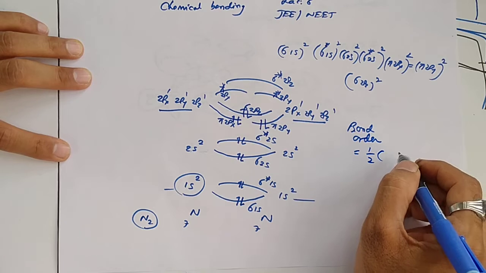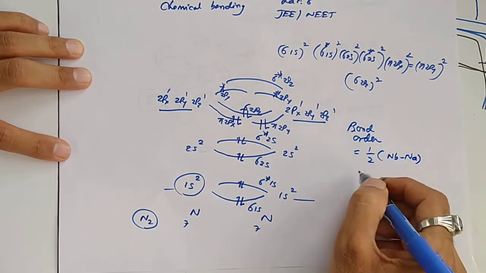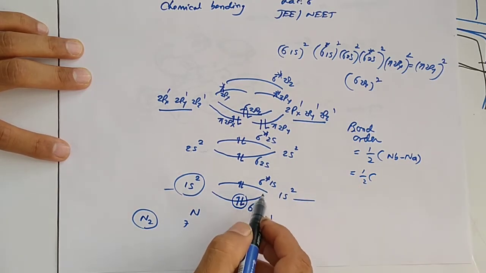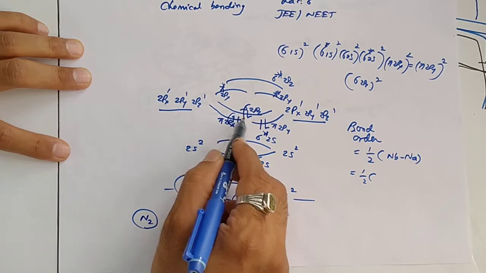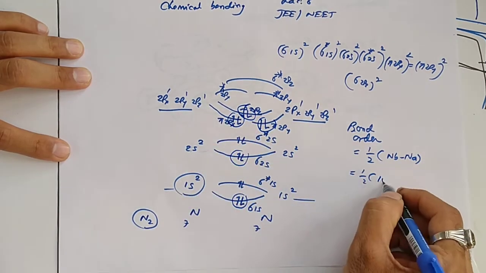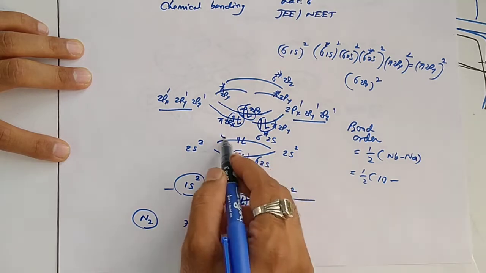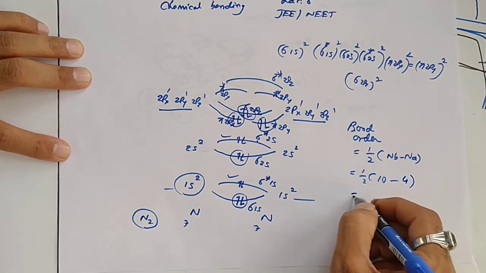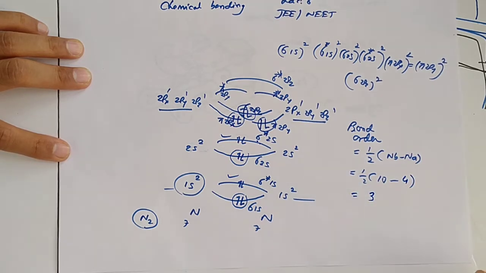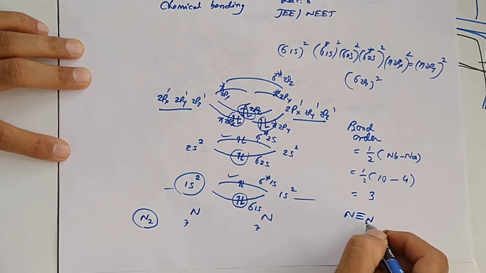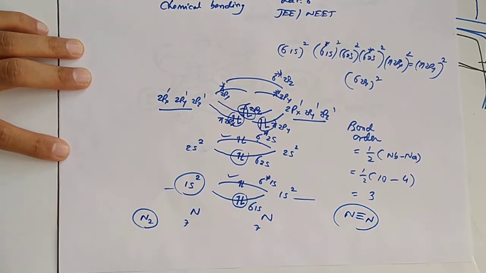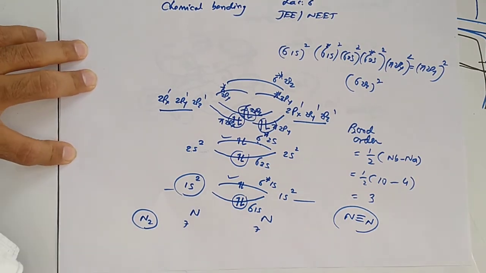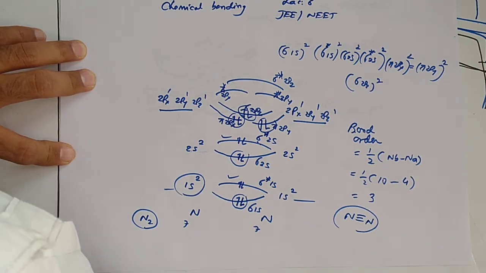Now bond order. The formula for bond order is 1 half (Nb minus Na). Number of bonding electrons, without star: 2, 4, 6, 8 and 10. Number of antibonding, having star, are 2 and 2, 4. 10 minus 4 is 6, 6 by 2 is 3. So we can say in the nitrogen molecule there are 3 bonds between 2 atoms. A triple bond occurs between 2 nitrogen atoms. This is our diagram.